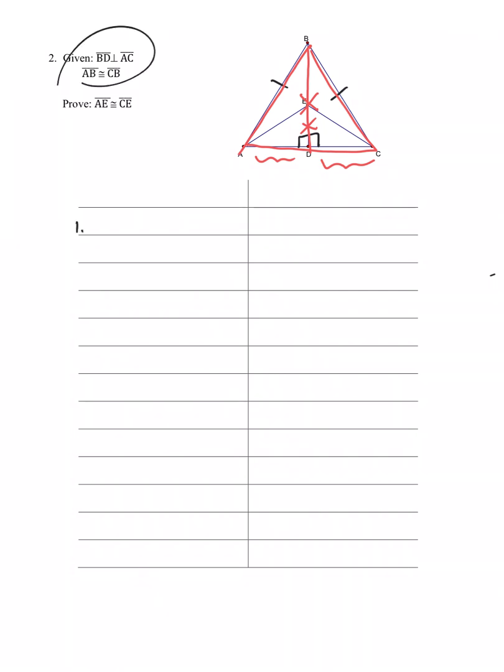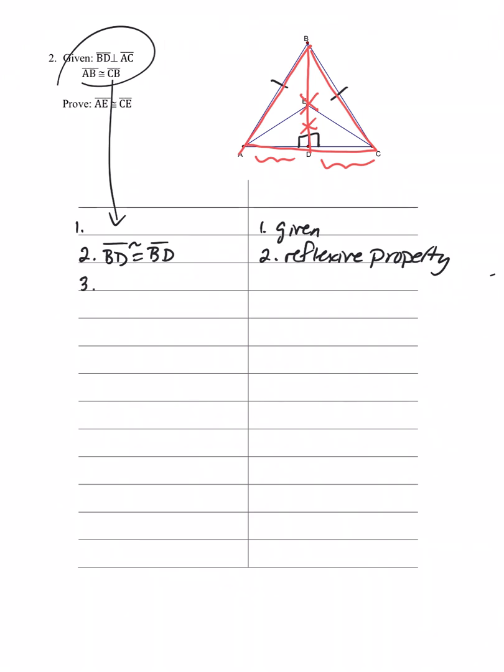So number one, we put the givens. Okay, number two, we're going to put that BD is congruent to BD. Reflexive property. I don't think I put property the last time. We don't really care. Okay, then I am going to have these right angles. So I'm going to call this angle 1 and 2. Angle 1, angle 2 are right. That's because perpendicular lines form right angles.